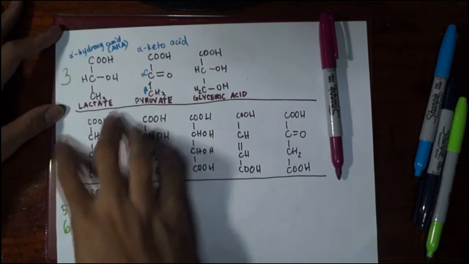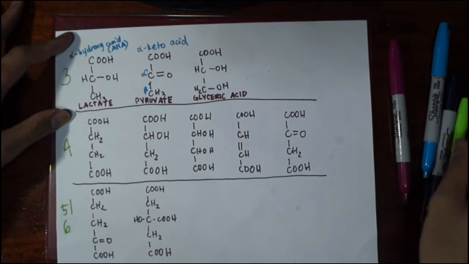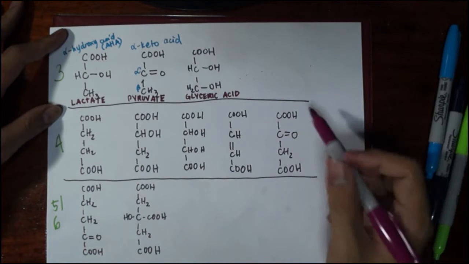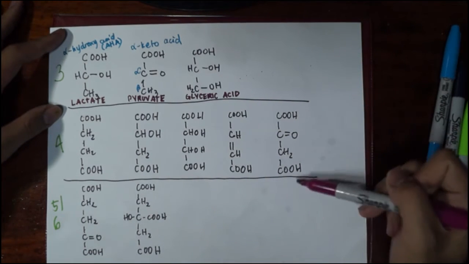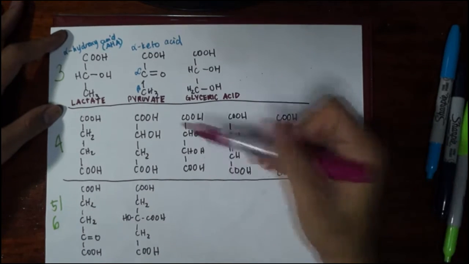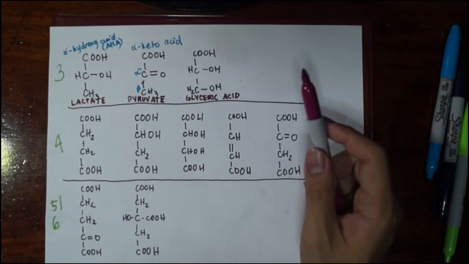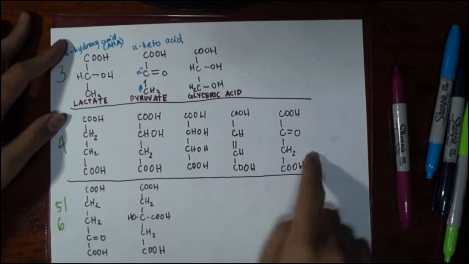Okay, so now the 4 carbon acids, all of these are actually dicarboxylic acids. What do you mean by dicarboxylic acids? Both their terminals are carboxyl groups. As you can see here, COOH, COOH, the same. So you won't be able to see a 4 carbon acid that is not a dicarboxylic acid, especially in the Krebs cycle. So I arranged this in order of increasing complexity.